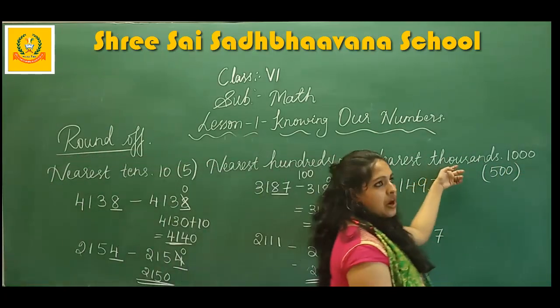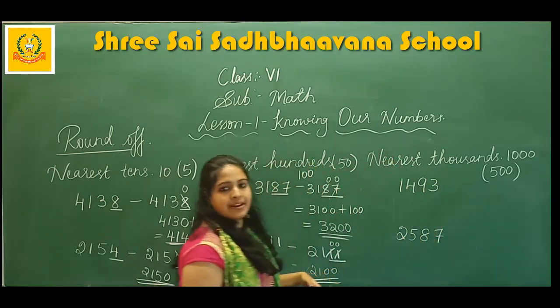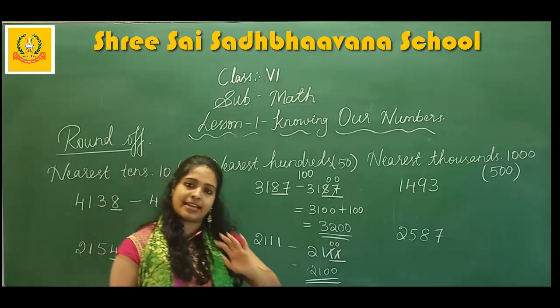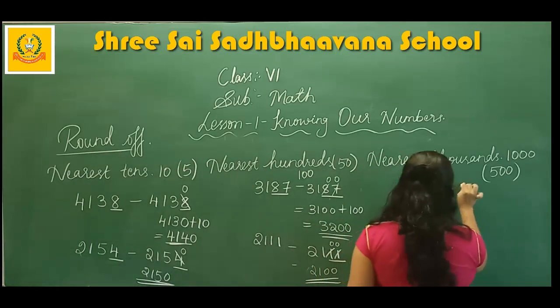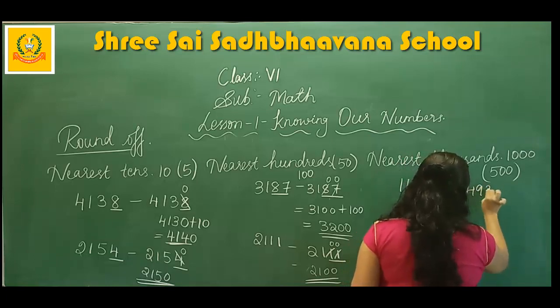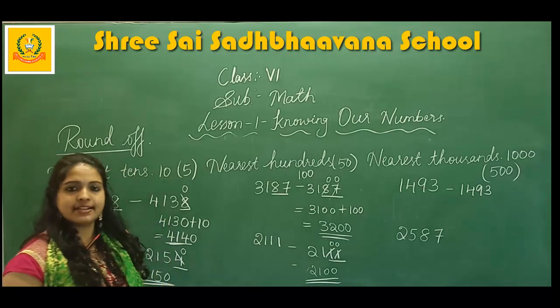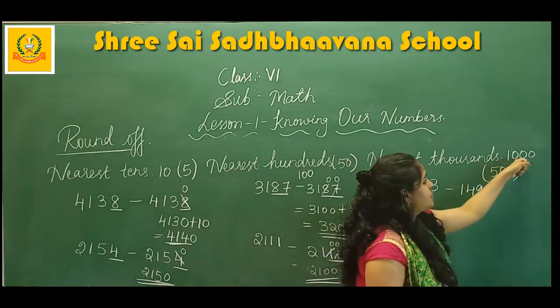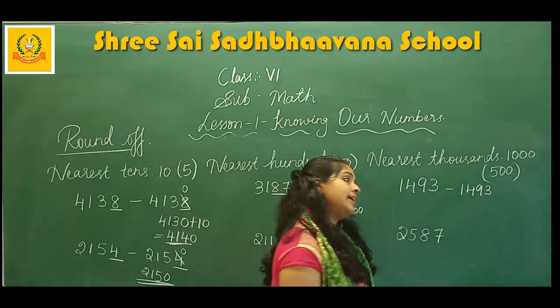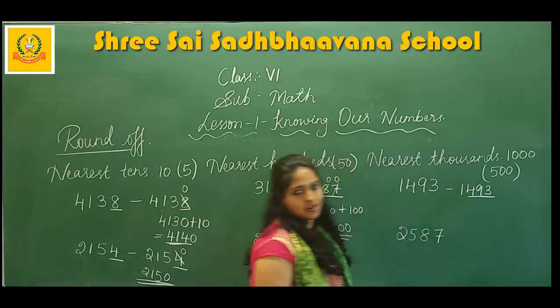We can add 1000. Okay. If it is less than 500, we no need to add 1000. We can leave as it is. Okay. Yes. Now, first step. What is the first step? Underlining the digits. How many digits I have to underline? 1, 2, 3. 3 digits. Last 3 digits over.